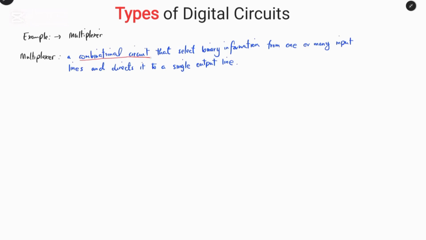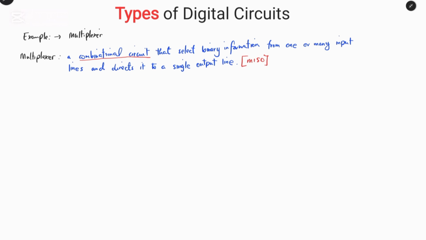Now we are going to look at another example of the combinational circuit, and this time we are going to look at a multiplexer. So we can define a multiplexer as a combinational circuit that selects binary information from one of many input lines and directs it to a single output line. So it is a multiple input, single output system.